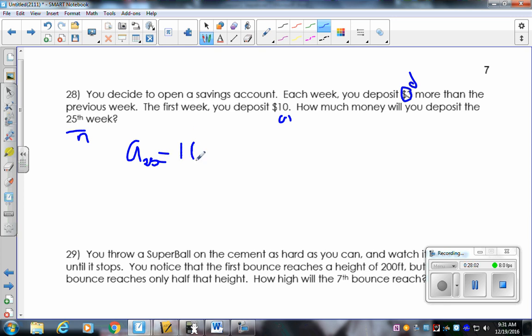So my first week is 10. Common difference is 3, N is 25. So bada bing, bada boom, I do that math and it's $82. That's how much I deposited during the 25th week. Not how much is in there, it's how much I'm putting in. It's a good savings plan.